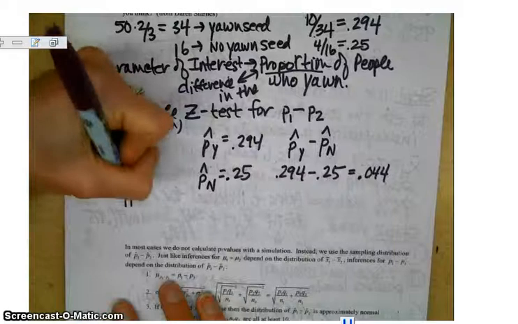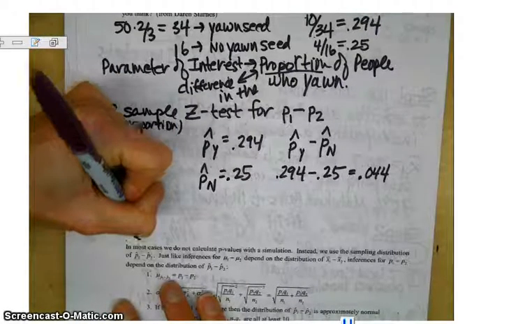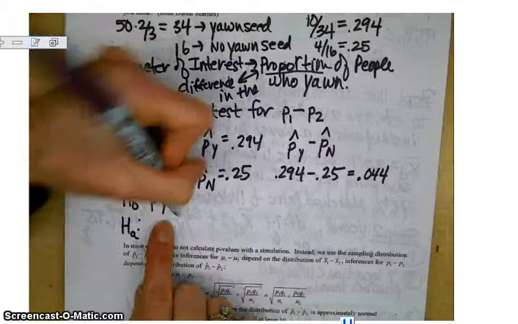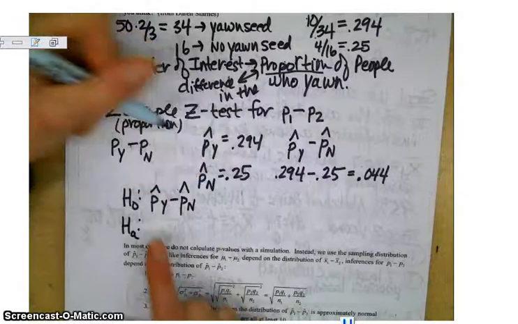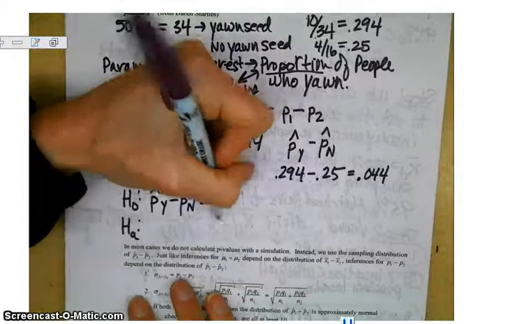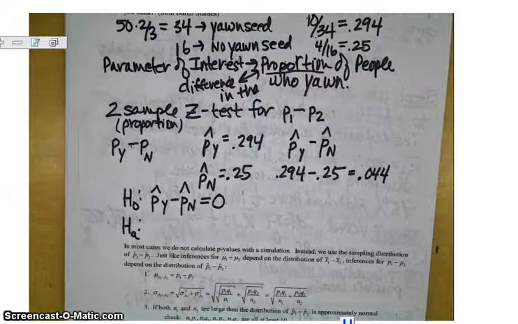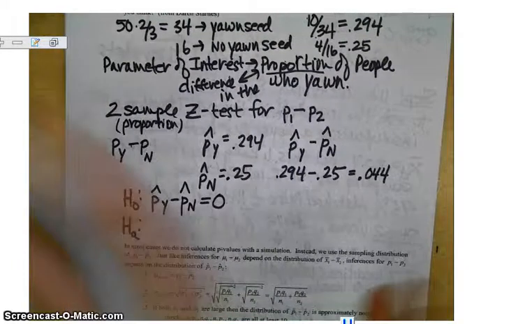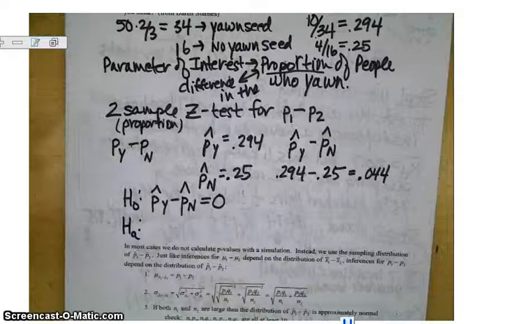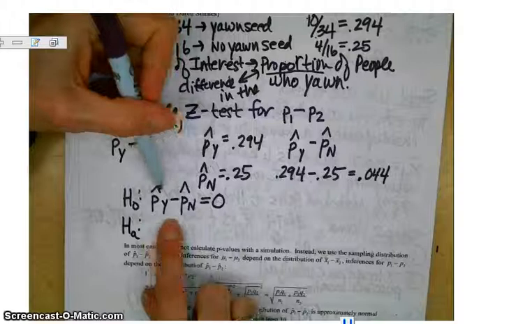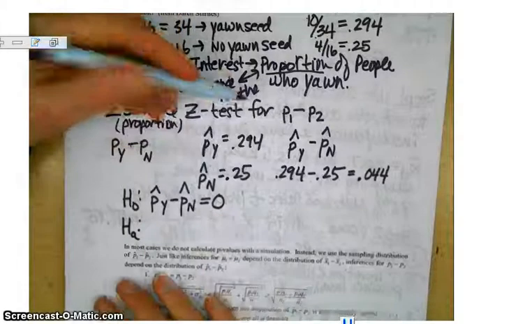Let's write down what our hypotheses would be. Our null hypothesis would be that the difference between having the yawn seed and not having the yawn seed, their proportions, would be equal to what? 0. It doesn't matter. The same proportion of people in a room are going to yawn whether they're given a yawn seed or not. That's always the null. There is no difference. Whenever you have a 2-sample or 2-proportion test, you're comparing 2 things: before and after, 2 brands, with and without. So the null is always that their difference is 0. This means no difference. Doesn't matter.